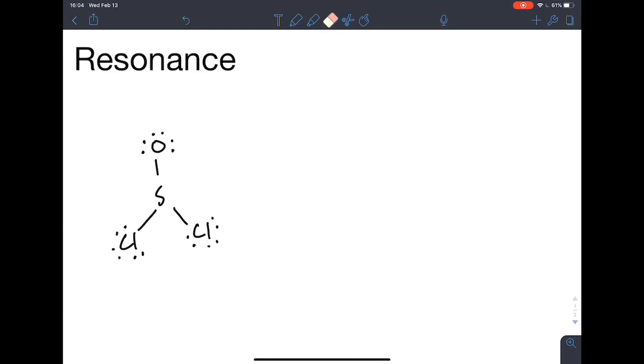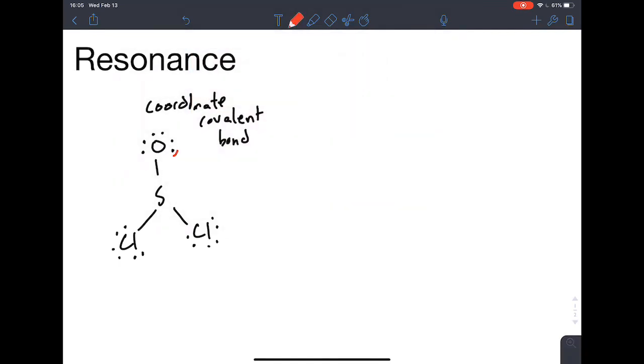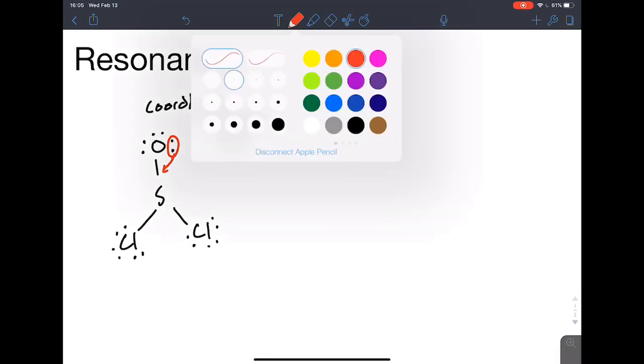Sometimes what happens with molecules and what happens with electrons is that they can create what's called, and IB really likes this terminology, a coordinate covalent bond. What a coordinate covalent bond is, it's taking two electrons from an atom, from a species, and it's going to satisfy an octet somewhere else. So it'll take these two electrons and it'll create a second double bond in between sulfur and oxygen here.